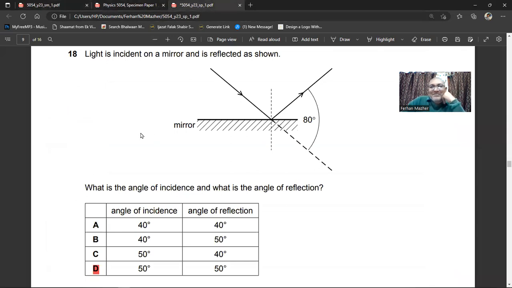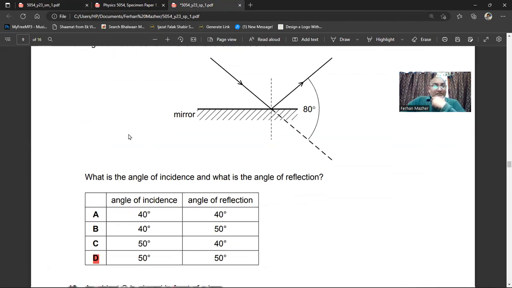I hope you understand the mathematics and the angle properties which are used. In your mathematics, you have learned this.